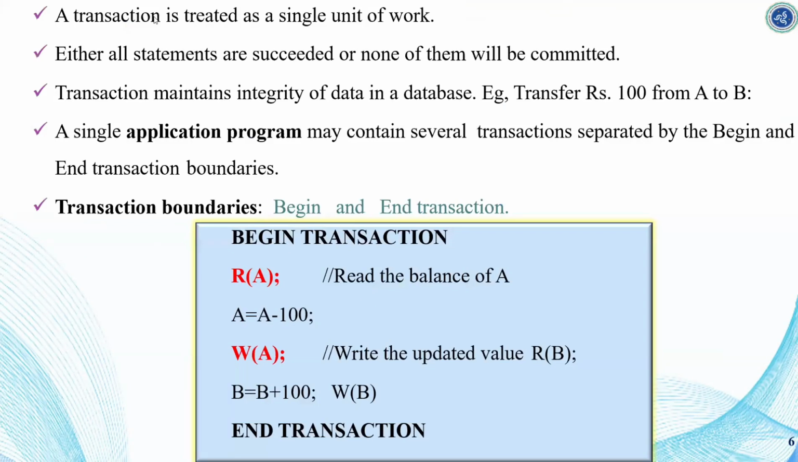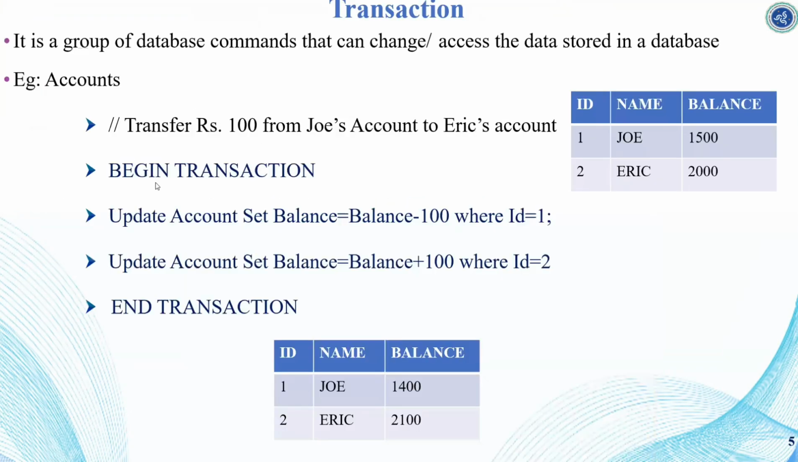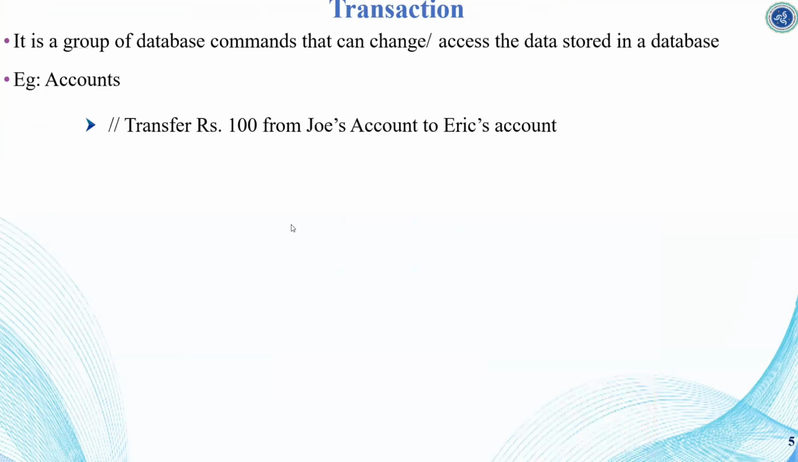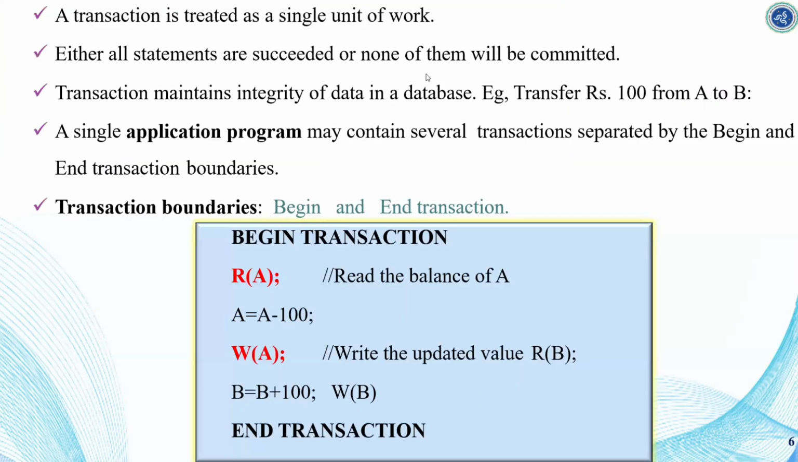Next, what is a transaction? A transaction can be treated as a single unit of work. Here we have two update statements, with a begin statement and an end statement. Either everything should be done or none should be done. That is a property of a transaction: either all the statements are committed or none of them are. The transaction should maintain the integrity of the data. That is, if you are transferring 100 rupees from A to B, then the final balance should be the same.